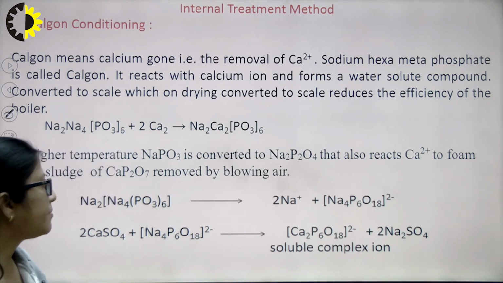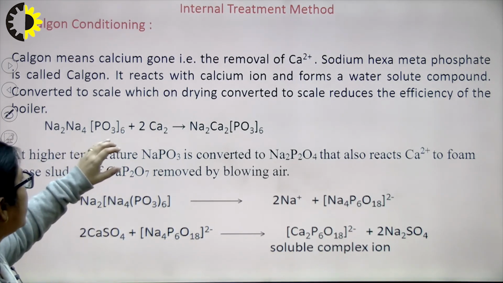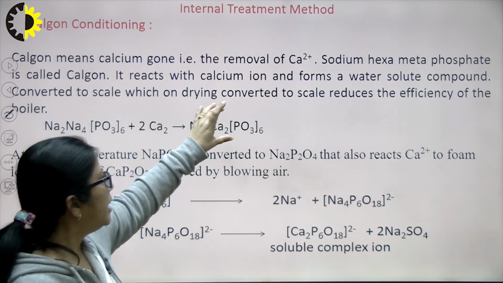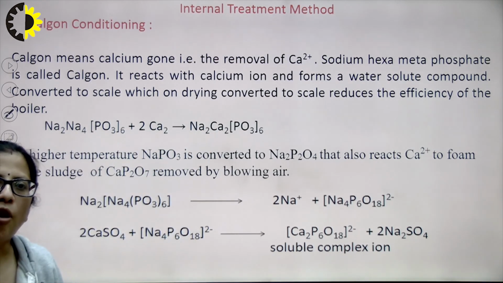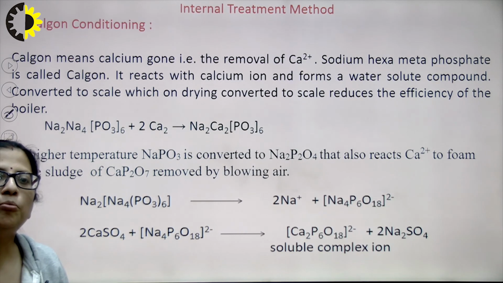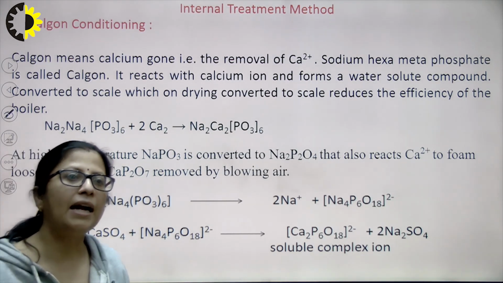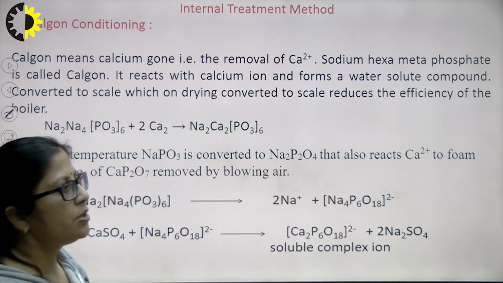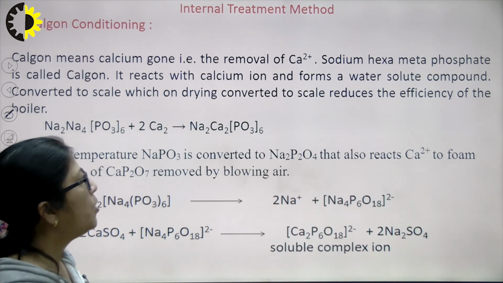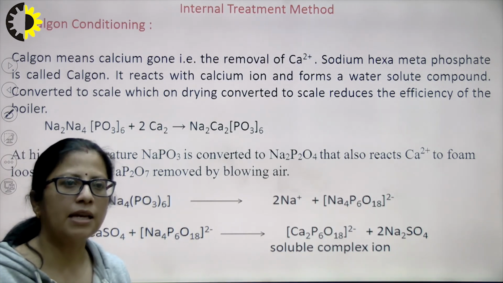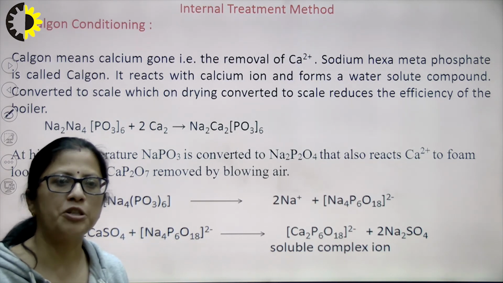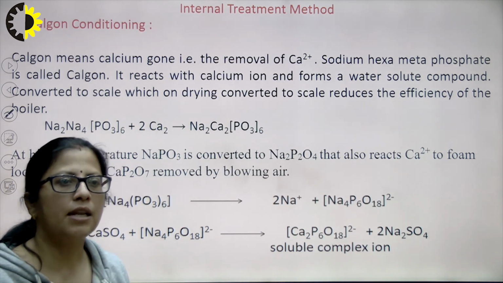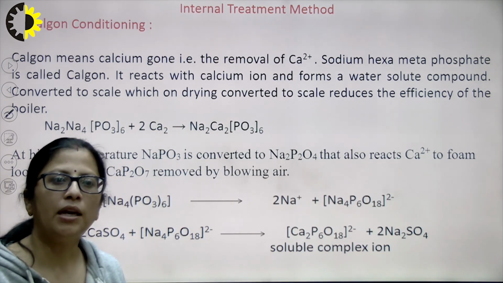So here, we treat with Calgon; it reacts with the calcium ions and keeps them in the soluble form. It does not let the calcium move out as precipitate. At higher temperature, this Calgon is converted into sodium orthophosphate, which also reacts with the calcium ions and forms a loose sludge of calcium orthophosphate, and this sludge is removed by blowing air.